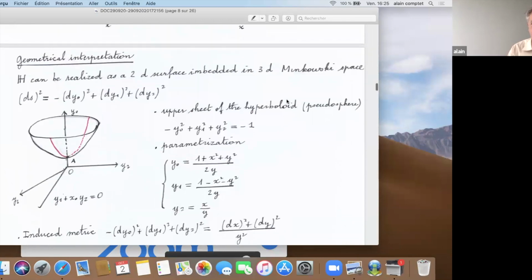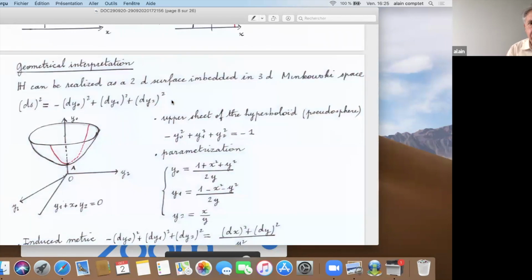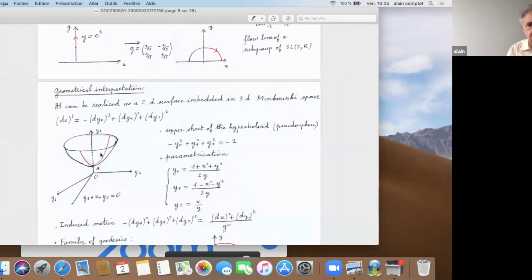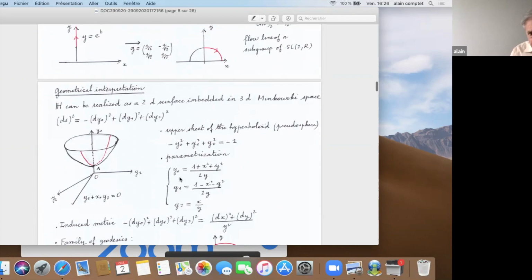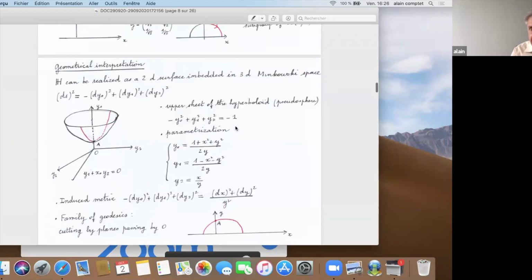So you start from three-dimensional Minkowski space with this metric, and you consider in this space this hyperboloid, minus y0 square plus y1 square plus y2 square equal -1, which is drawn here. So this is a certain two-dimensional surface inside this three-dimensional space. As any two-dimensional surface, it can be parametrized. So it's like a sphere in R3, except for the sign, in fact. So you can parameterize, not in terms of theta and phi, but in terms of x and y. So with this constraint is satisfied.